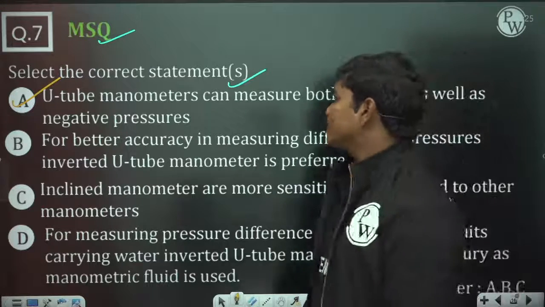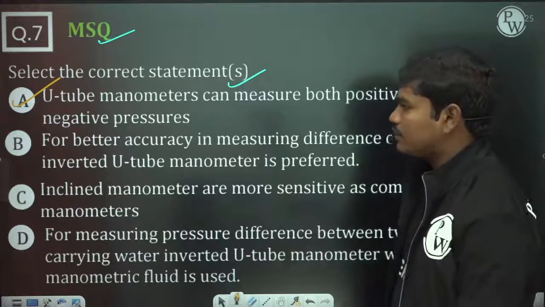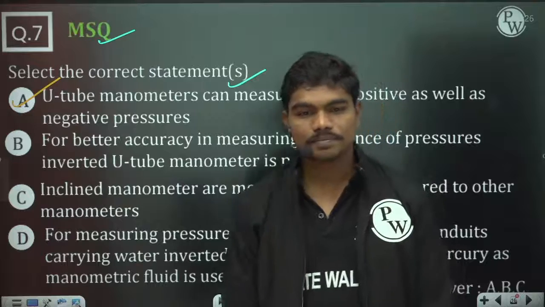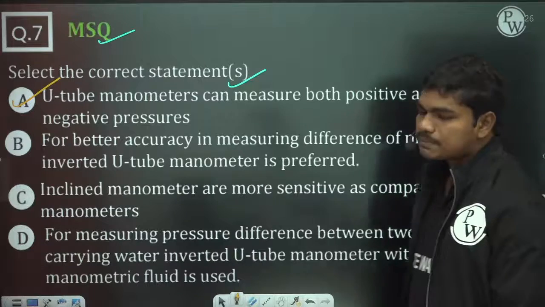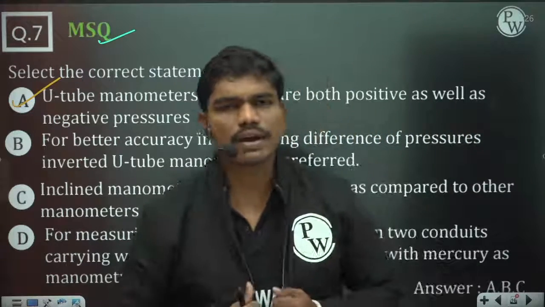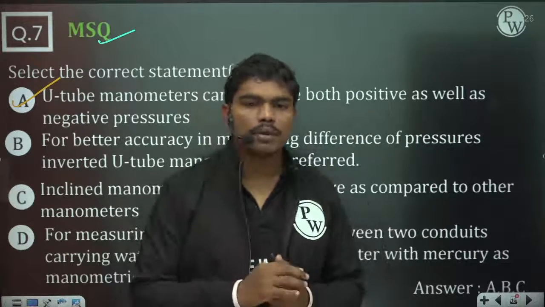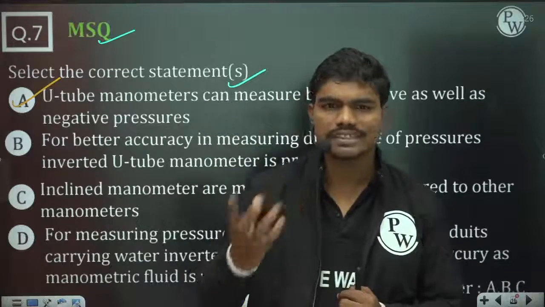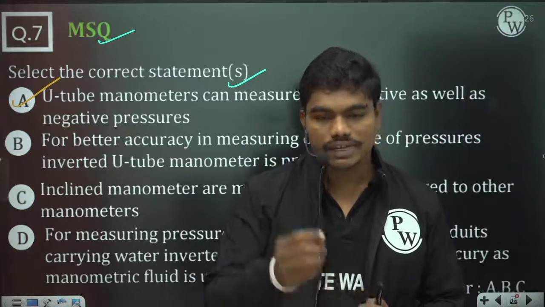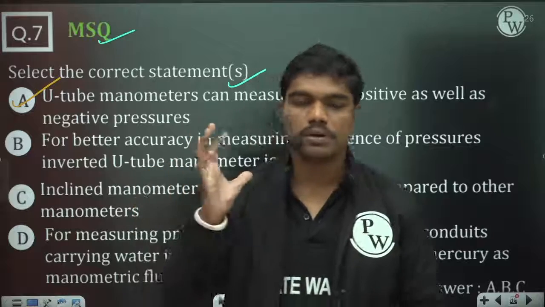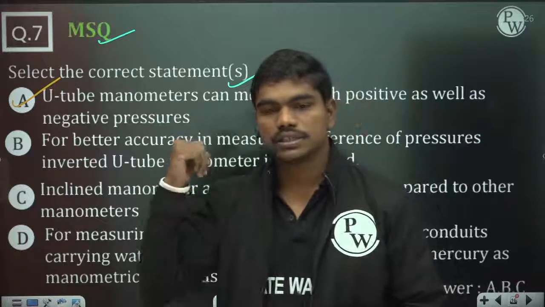Okay, now next statement. For better accuracy in measuring difference of pressures, inverted U-tube manometer is preferred. Yes or no? Is there any advantage by taking inverted tube manometers? Okay, forget about it. I'll ask you this question. How many of you don't know the logic or the reason behind why inverted tube manometers serve better than U-tube manometers? Even if there is someone, I'll definitely spend some 2-3 minutes time and I'll explain you.